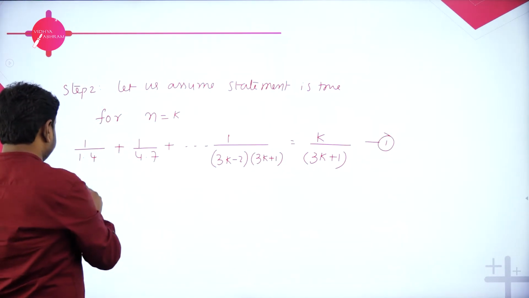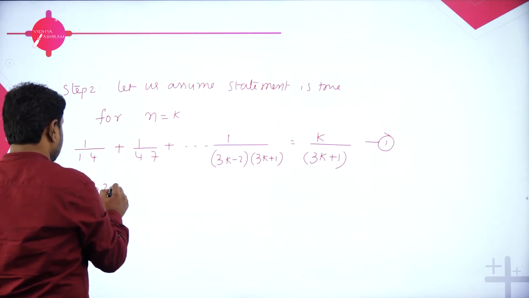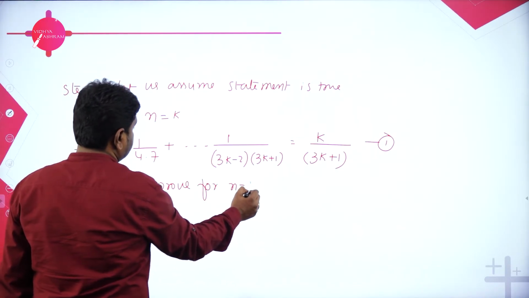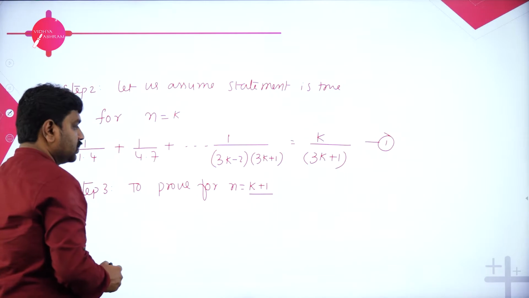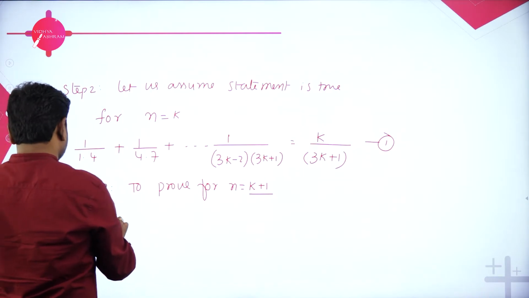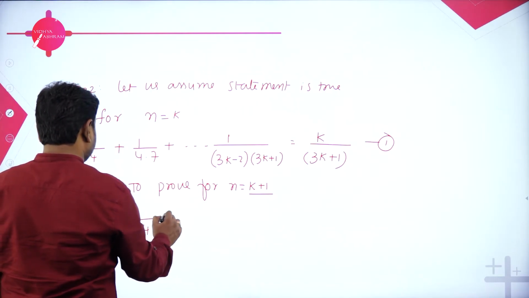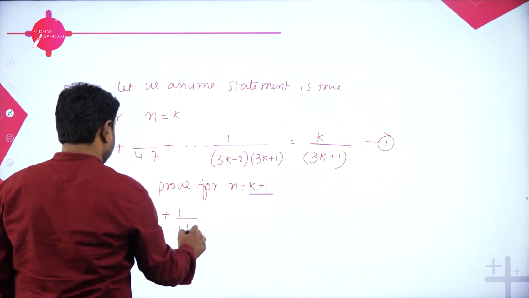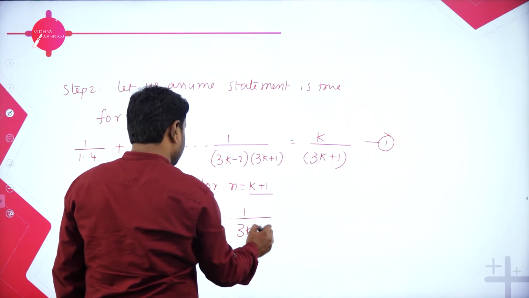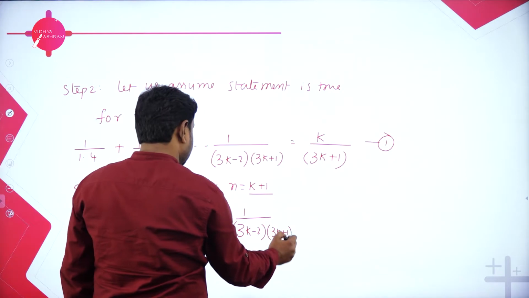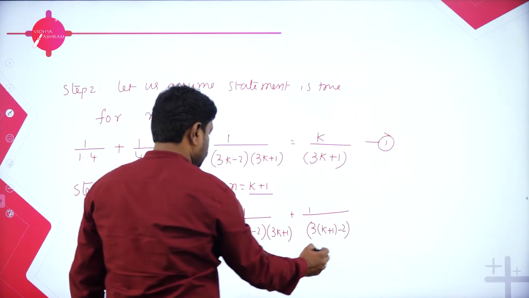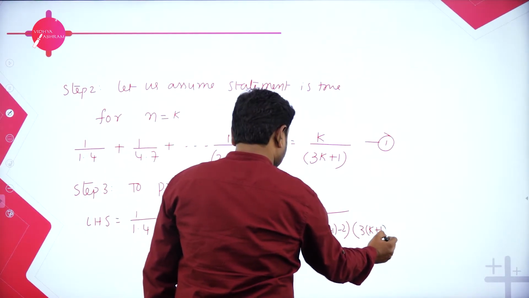Now step 3. To prove for n is equal to k plus 1, we need to prove for n is equal to k plus 1. So in order to prove for k plus 1, we'll take LHS. So LHS is k plus 1 terms we'll take: 1 by 1 into 4 plus 1 by 4 into 7 plus so on 1 by 3k minus 2 into 3k plus 1 plus next term 1 by 3 into k plus 1 minus 2 into 3 times k plus 1 plus 1.